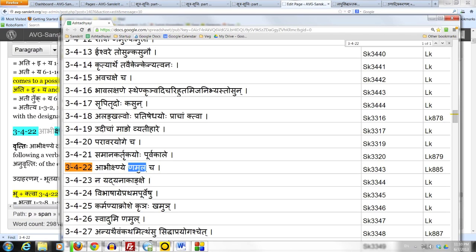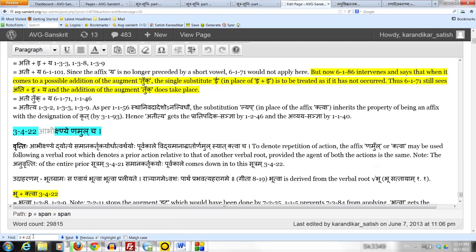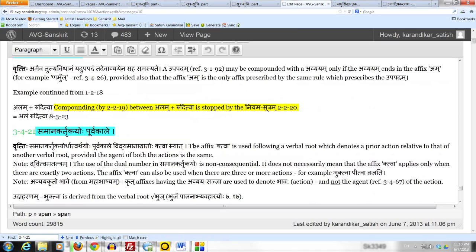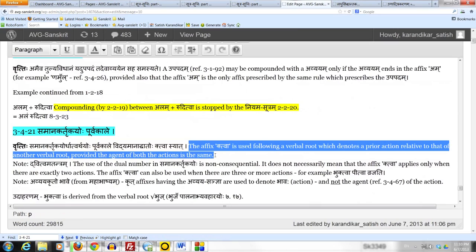The sutram we'll consider now is 3.4.22, which reads Abhikshne Namulcha. Recall that we have already studied 3.4.21 in detail. 3.4.21 says Samana Kartrikayoho Purvakale, and the meaning of that sutram is: the affix ktva is used following a verbal root which denotes a prior action relative to that of another verbal root, provided the agent of both the actions is the same. We have seen many examples of this sutram already.